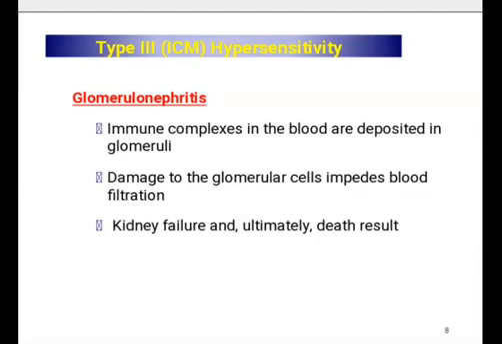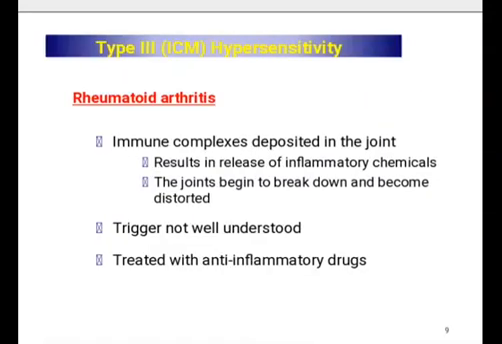So the next disease is rheumatoid arthritis, in which immune complexes are deposited in the joint. They result in the release of inflammatory chemicals. The joints begin to break down and become distorted. The trigger mechanism of this arthritis is not well understood. It is treated with anti-inflammatory drugs which suppress the inflammatory responses.